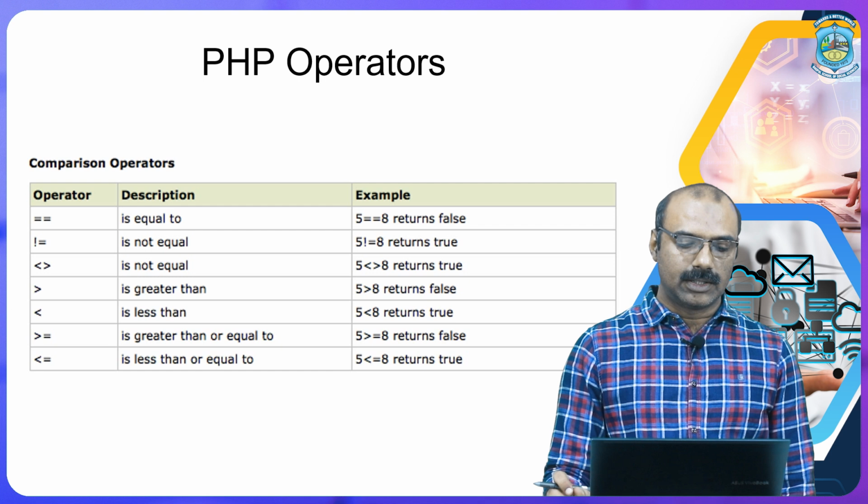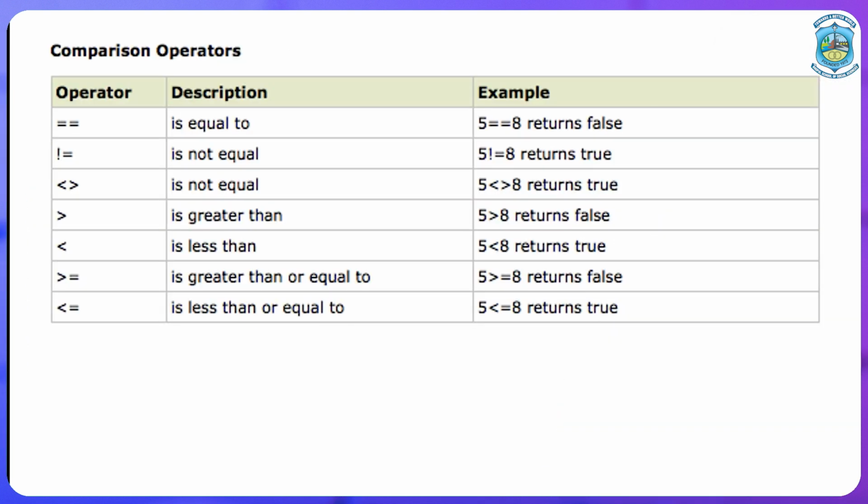Comparison operators. So double equal to. In PHP there is one more thing called triple equal to. The single equal to is assignment, but if we use double equal to, it means we are comparing two variables. If we use three equal signs, it means we are comparing two variables along with the value and its data type.